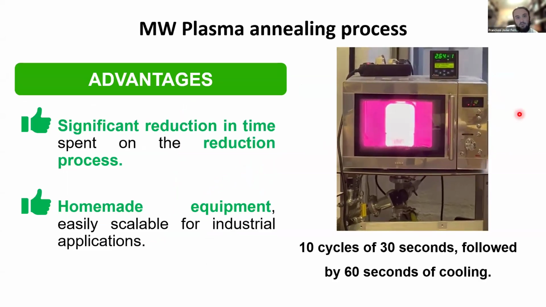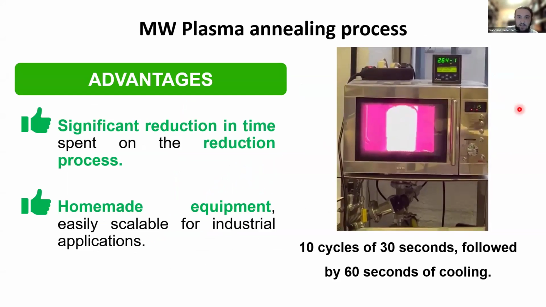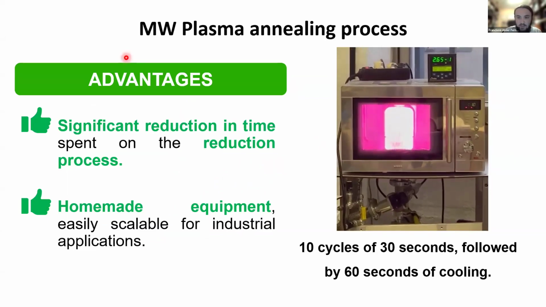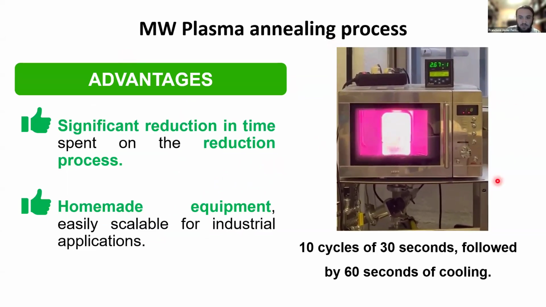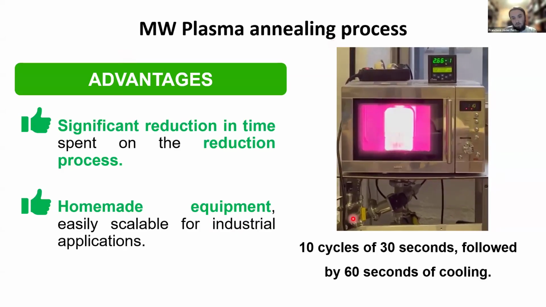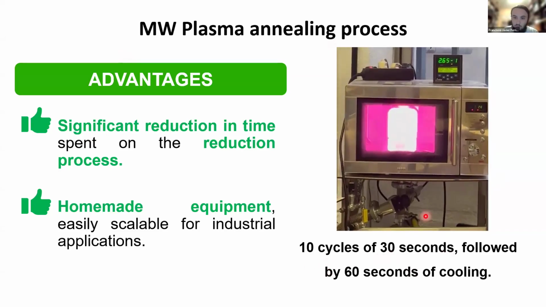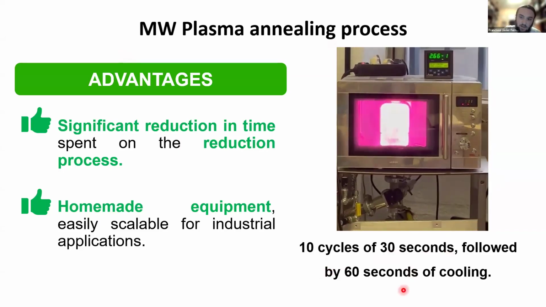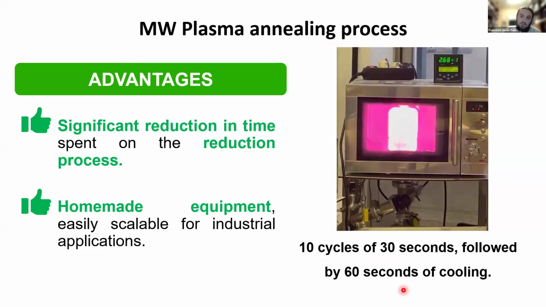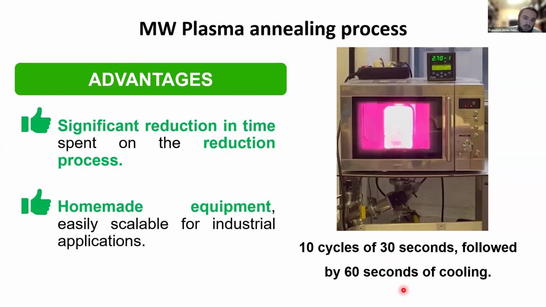As an alternative to this thermal annealing process, we designed a microwave plasma annealing process in a homemade reactor that we can see here. This process has the main advantage that we only use 10 cycles of 30 seconds. All the process takes less than half an hour to make the reduction. That is about 20 times lower than the thermal annealing process.